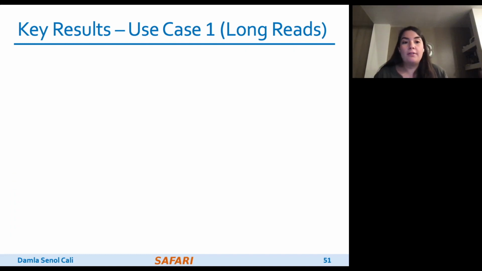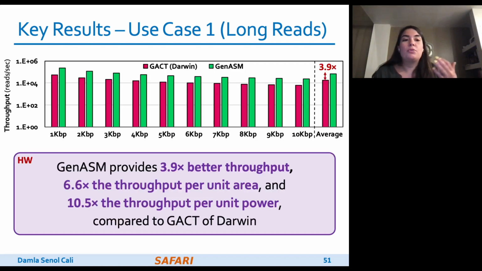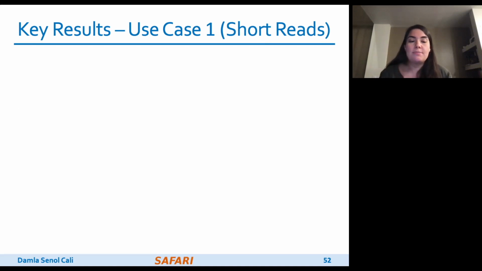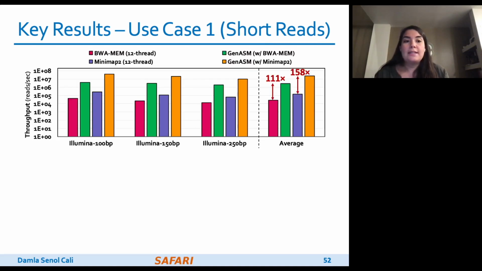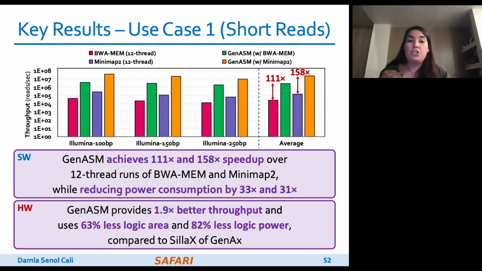And compared to Darwin, which is a state-of-the-art long-read alignment accelerator, GenASM provides 3.9 times better throughput, 6.6 times better throughput per unit area, and 10.5 times better throughput per unit power. And for short reads, compared to the same software baselines, GenASM provides significant speedup and reduction in power consumption, which is similar to the trend we observed in long reads. And compared to Scrooge of GenAx, which is a state-of-the-art short-read alignment accelerator, GenASM provides 1.9 times better throughput while using 63% less logic area and 82% less logic power.